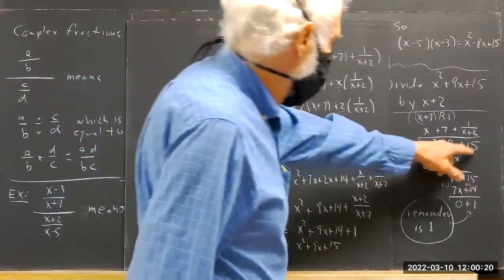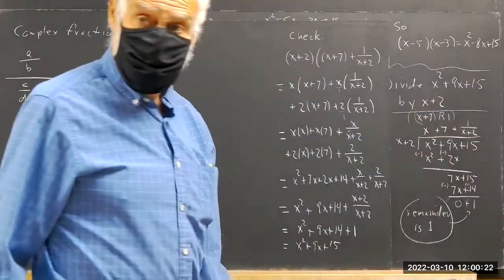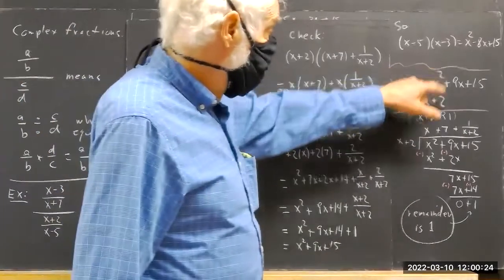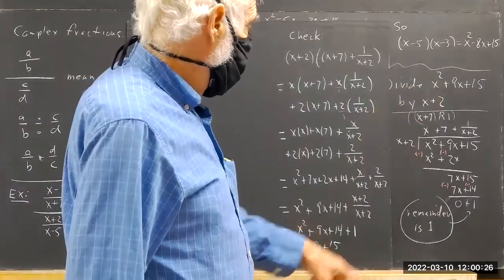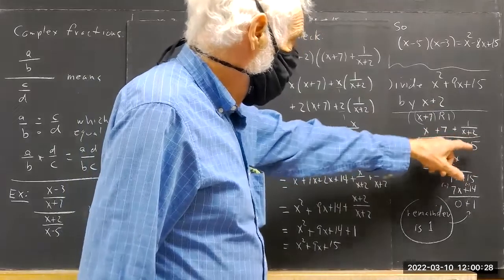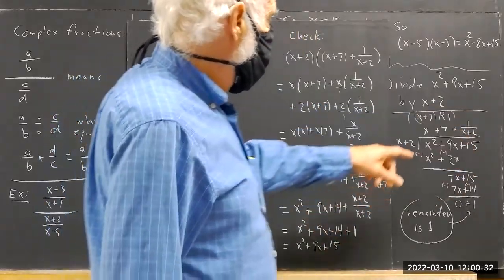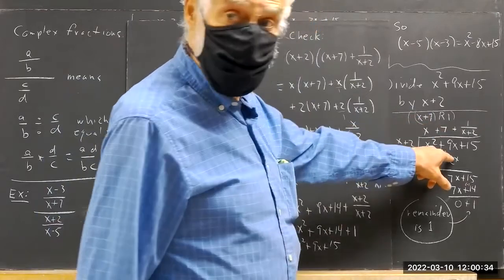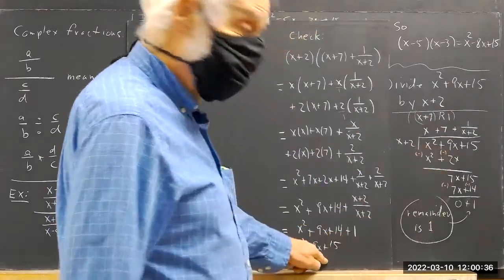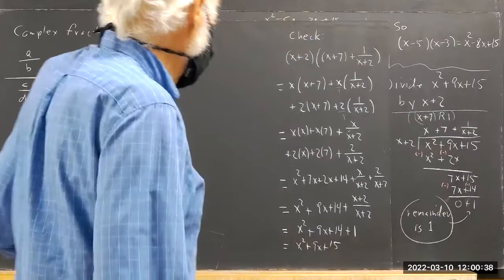And we notice that that's what we had better get. When we divide this by x plus 2, we get x plus 7 plus 1 over x plus 2. If we then multiply this by this, we should get this. And we do. Now, what other way of doing that?